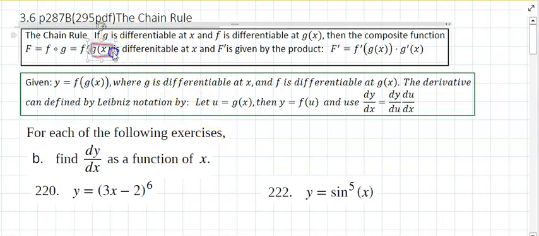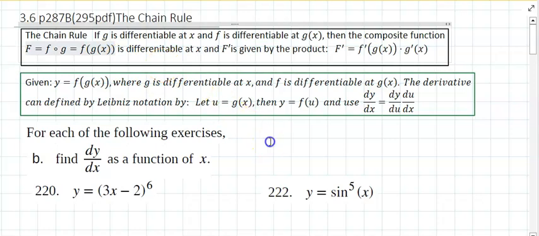I'm missing a parenthesis right there. There we go. Okay, much better.